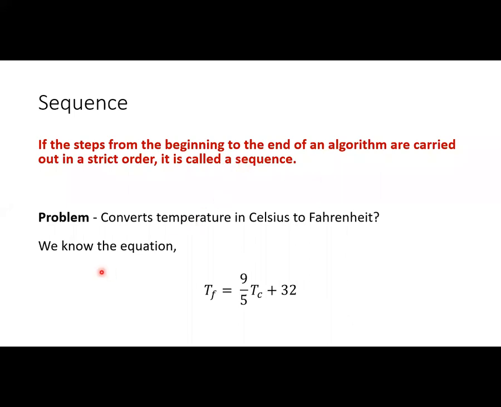Let's consider a problem. We have to convert temperature in Celsius to Fahrenheit. We know the equation from our older classes: TF, the temperature in Fahrenheit, equals 9/5 times C plus 32, where C means the temperature in Celsius.